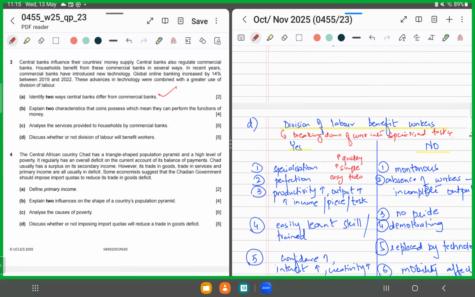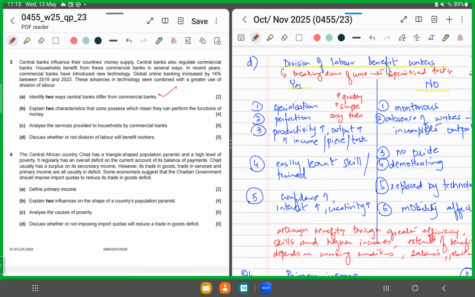Moving forward, part D of this question, it's a discuss question. It's an 8 mark question. And we know in order to provide an answer for an 8 mark question, we need to produce a solid, well-balanced argument with both sides developed. So now they're talking about whether or not division of labor is going to be beneficial for workers. So first we're going to explain what is division of labor. Division of labor is breaking down of work into specialized tasks.